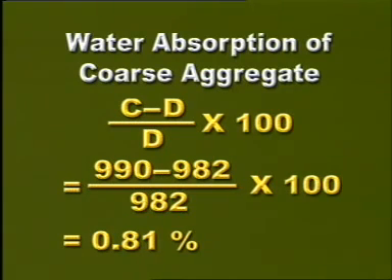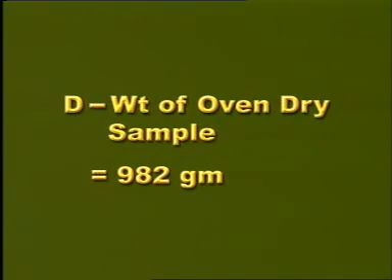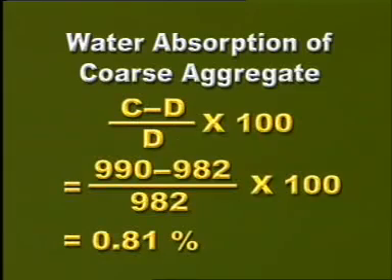For calculating water absorption of coarse aggregates, the formula used is C minus D divided by D multiplied by 100, where C is the weight of saturated surface dry sample and it is 990 grams in this case. D is the weight of oven dry sample and it is 982 grams in this case. Putting in the values, the water absorption of coarse aggregate comes out to be 0.81%.